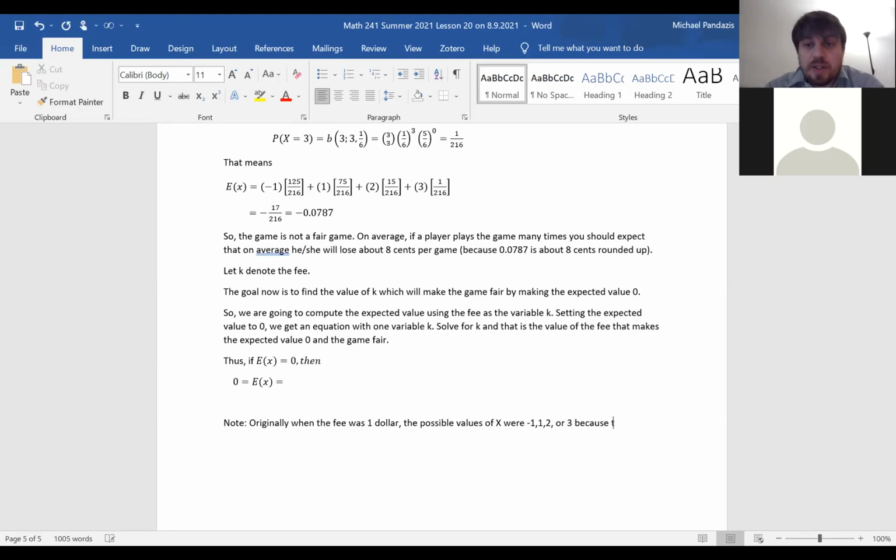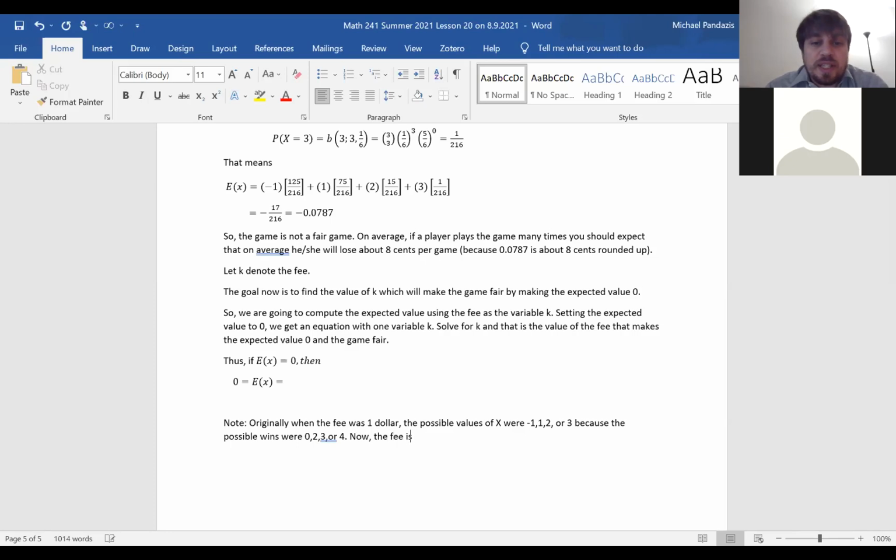Possible values were that because the possible wins were 0 if you didn't make anything, 2, 3, or 4. So you subtracted 1 from each of the possible amounts you could win. You could win 2, 3, 4, and I included 0. So you would subtract 1 from each of them for the fee, and the net gains would be -1, 1, 2, or 3.